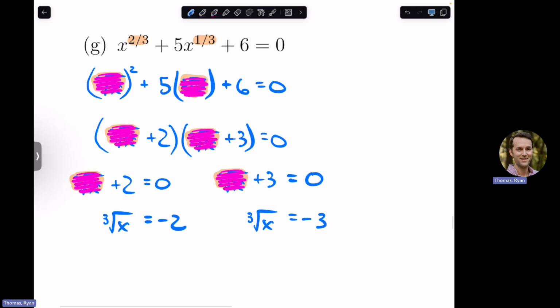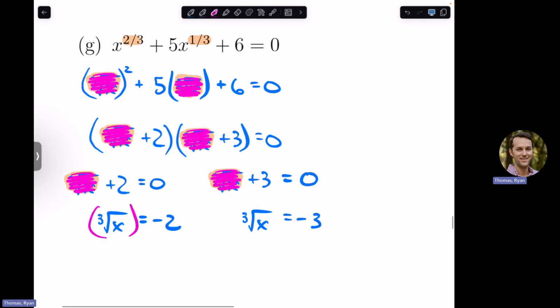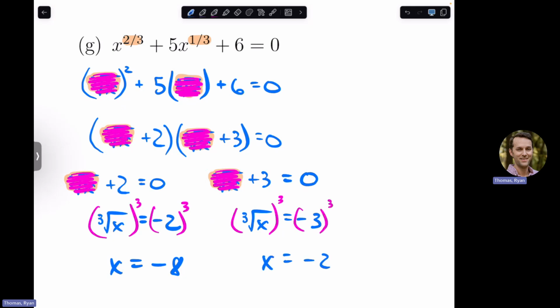So there's one last thing to do. If the cube root of x is -2, what's x? How do we get rid of the cube root? So x would be -8. Or -27.